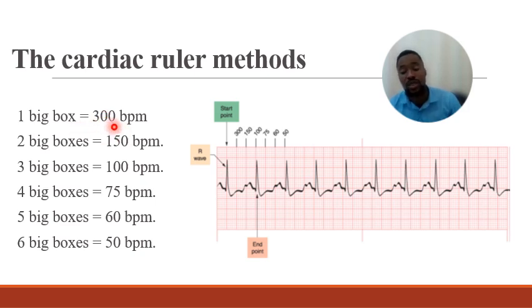1, it will be 300. So the rate should be 300. Now if it's only two boxes between, the rate should be 150, because 300 divided by 2 gives 150. So like that up to 6.